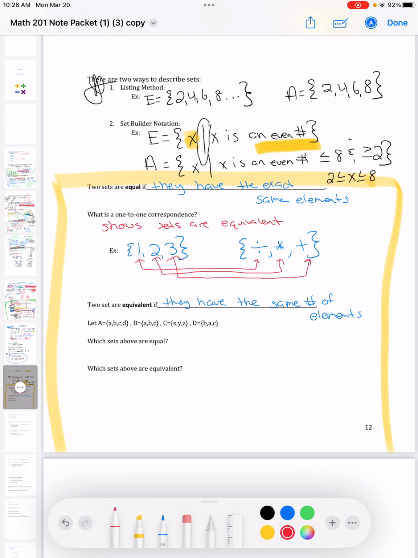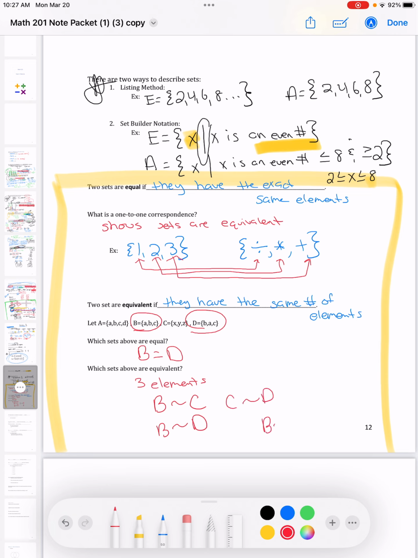So the ones that are equal have to be exactly the same. So that is B and D. These sets are equal to each other. They both have exactly the same letters of A, B, and C. Equivalent sets just have to have the same number of elements. So any of the sets with 3 elements in them are going to be equivalent. So I could say B is equivalent to C, and that's just our little notation for equivalent. I also could say that B is equivalent to D, and C is equivalent to D.